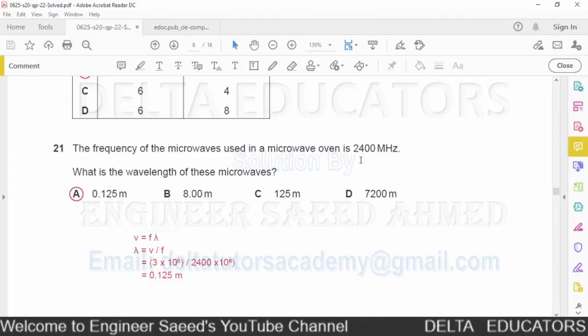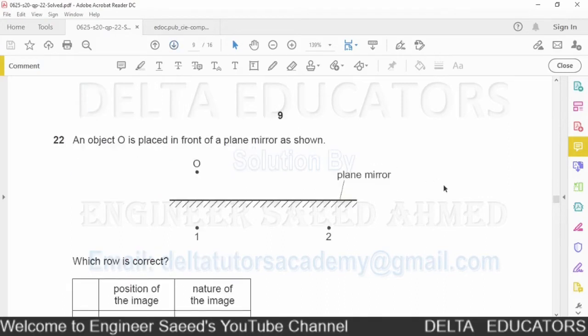Now frequency is given as 2400 million Hz. Here we have to convert this frequency to Hz. To convert it to Hz, we have to multiply by 10^6. By solving this, we will get the answer 0.125 meter. So the value of lambda, the wavelength, is 0.125 meters.